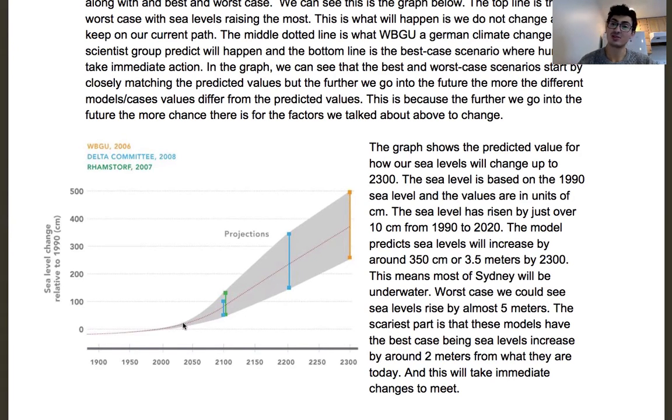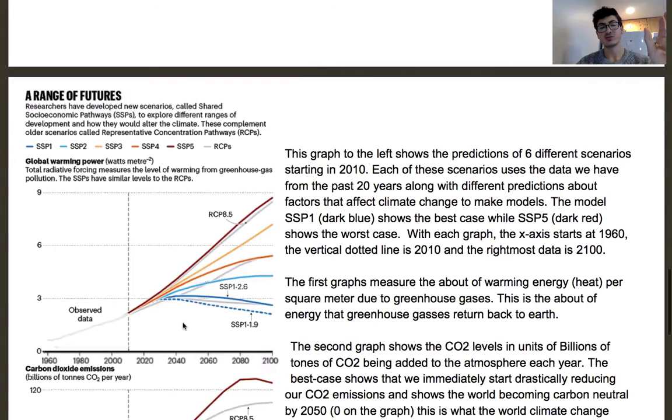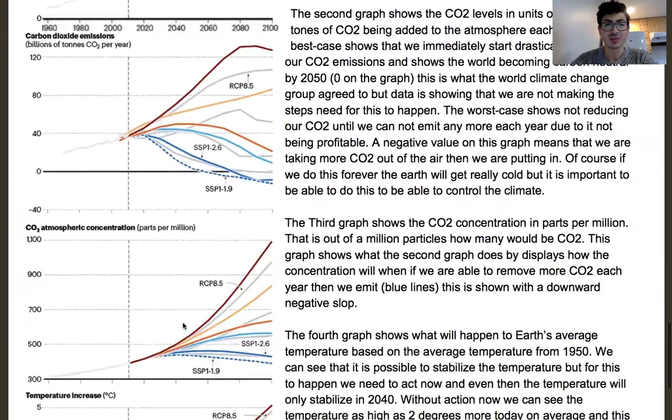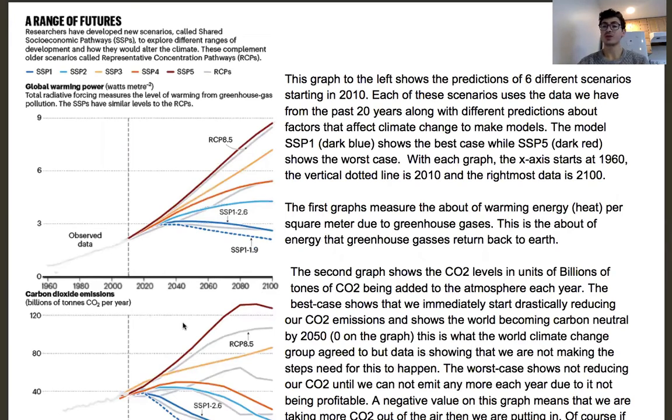So if we want to get to these best case scenarios, we have to make immediate change. And that's something we'll talk about a bit more. So I'm going to just talk kind of through the graph on the left here, and then I'll get to some of the points I want to make after. So we have 4 graphs that show different values for different predicted models.